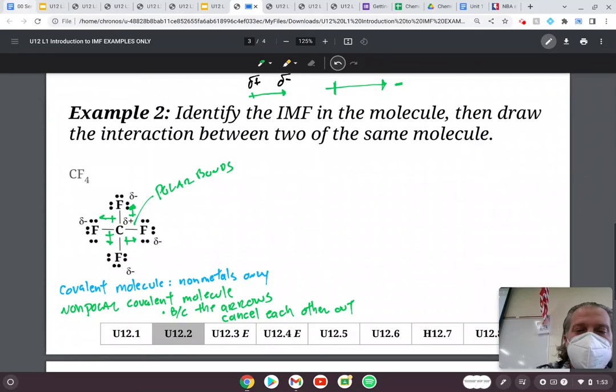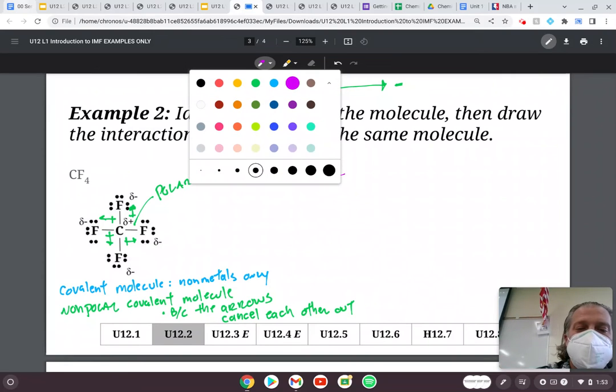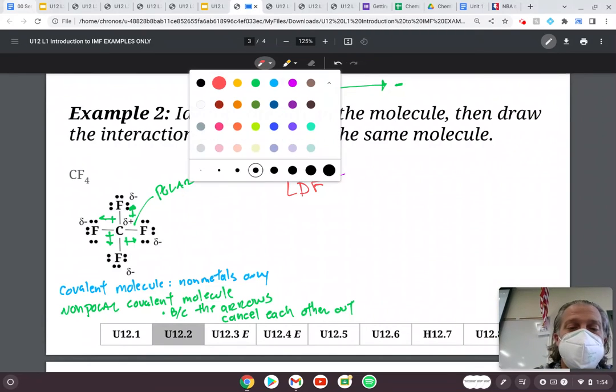Now, the next thing that we have to do is we're going to go ahead and identify the types of intermolecular forces of attraction. And because this is a covalent molecule, all covalent molecules have which force of attraction? It's the London dispersion forces. And then the next question that I need to ask is, are there any other forces of attraction here? No, I don't think so. You are all correct that there are not other forces of attraction in this one.